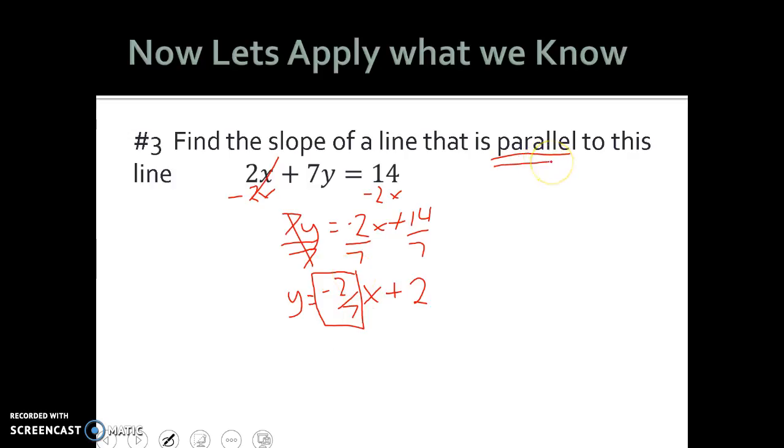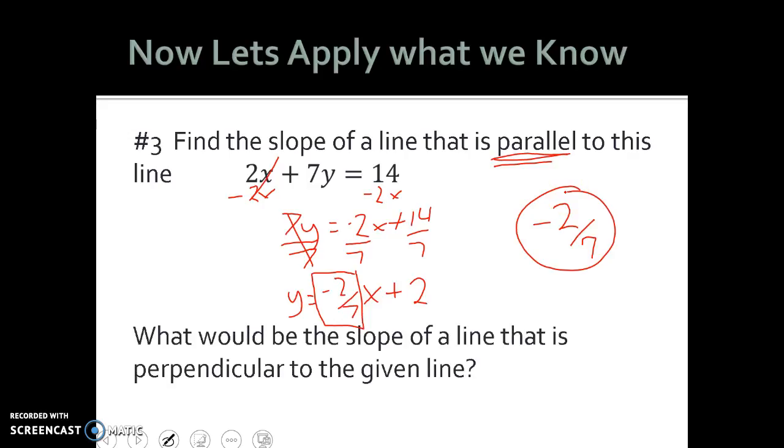And if we want to write an equation of a line or find the slope of a line that's parallel to this one, they have to have the same slope. So the answer to this question is going to be that our slope is going to have to be -2/7 because they are the same.